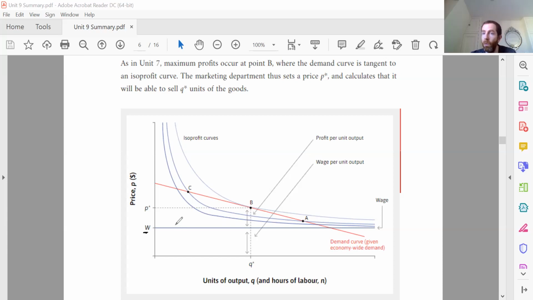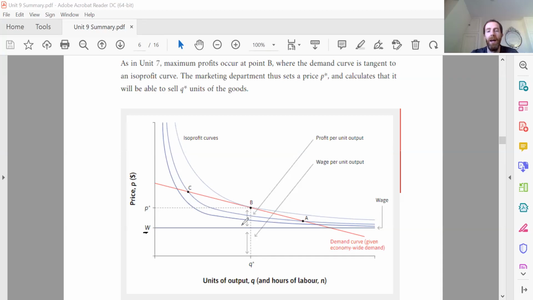Because they know what their cost is, what the marketing department can then do is construct ISO profit curves. So lines or curves which show us combinations of price and quantity that would deliver the same level of profit for a firm. And a third thing is they also know what the demand curve for the firm's output looks like, and as we've seen before, it's downward sloping. When price lowers, the level of demand will go up, so they need to produce more output.